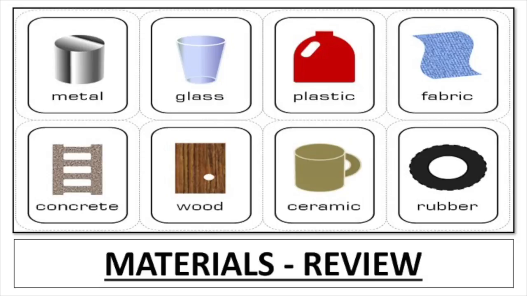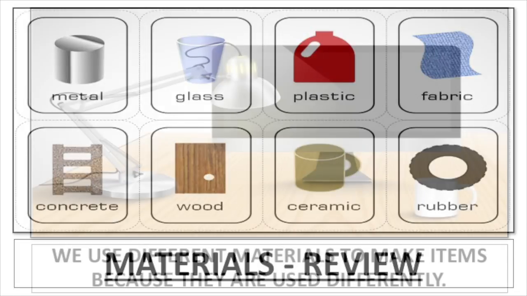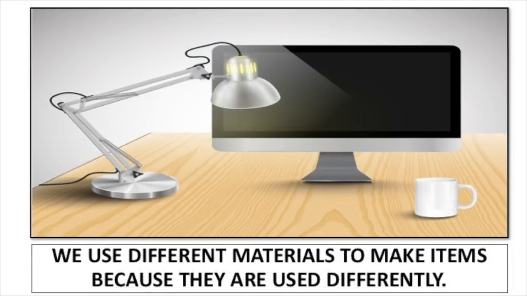Yes, and on the opening slide, we have a picture and we can see some of the different types of materials. Metal, glass, plastic, fabric, concrete, wood, ceramic, and rubber. We use different materials to make items because they are used differently. And this picture is a good example because in this picture we have three different objects. We have a cup, a TV, and a lamp.